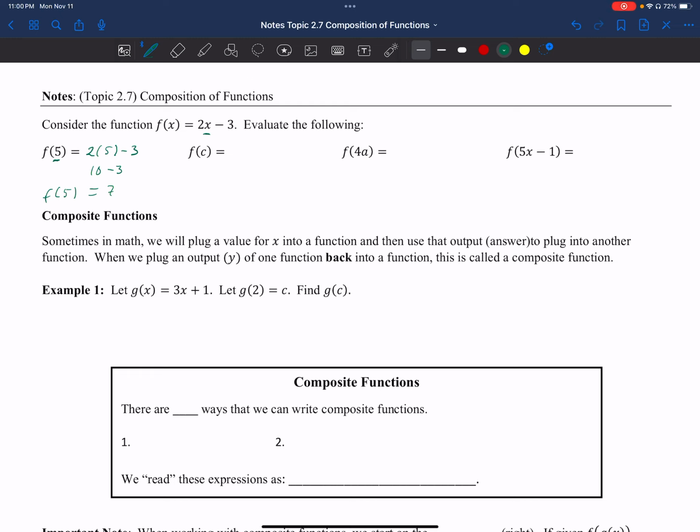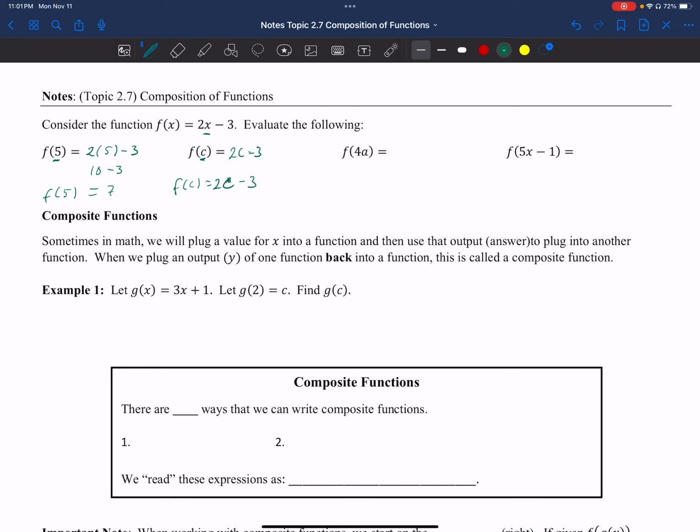For the next one, again, I'm going to do the same thing. So this will be 2c minus 3, because again, I replace my x with a c, and then I can't simplify any further. So this is my final answer. f of c equals 2c minus 3.